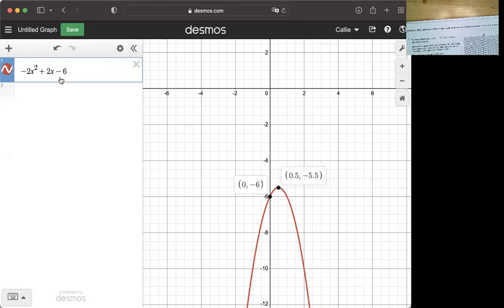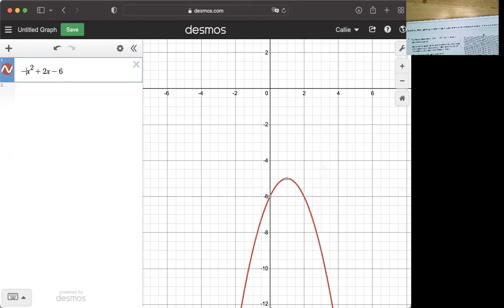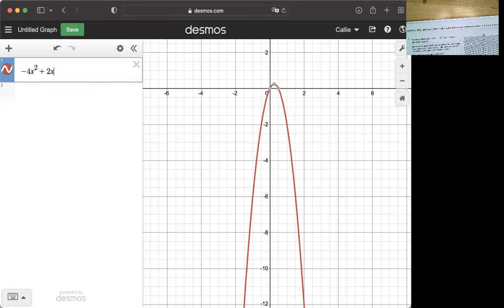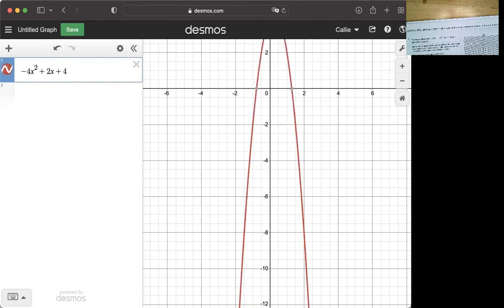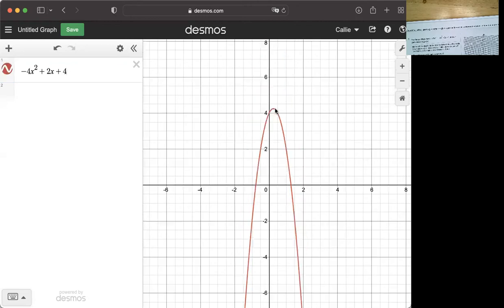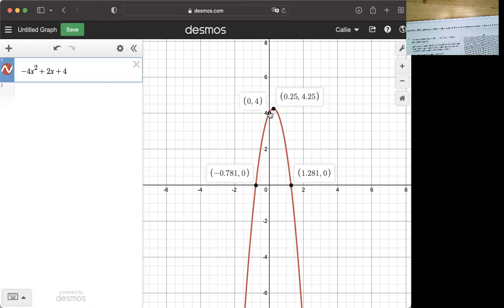Number 7 looks the same. Instead, it's negative 4x squared plus 2x plus 4. So it is opening down. The vertex is 0.25, 4.25. The equation of the axis of symmetry is x equals 0.25. The x-intercepts are negative 0.781 and 1.281. The y-intercept is 0, 4, because it ends in 4, right?